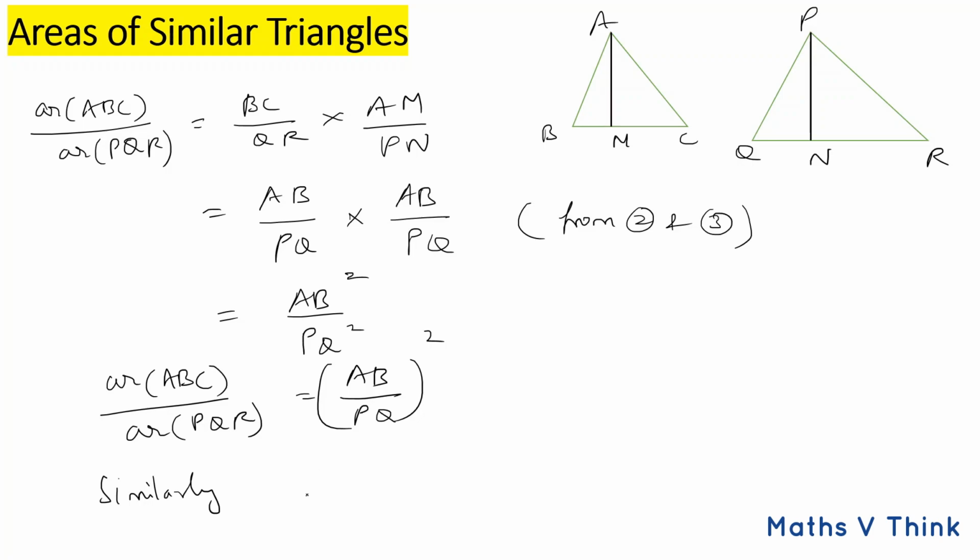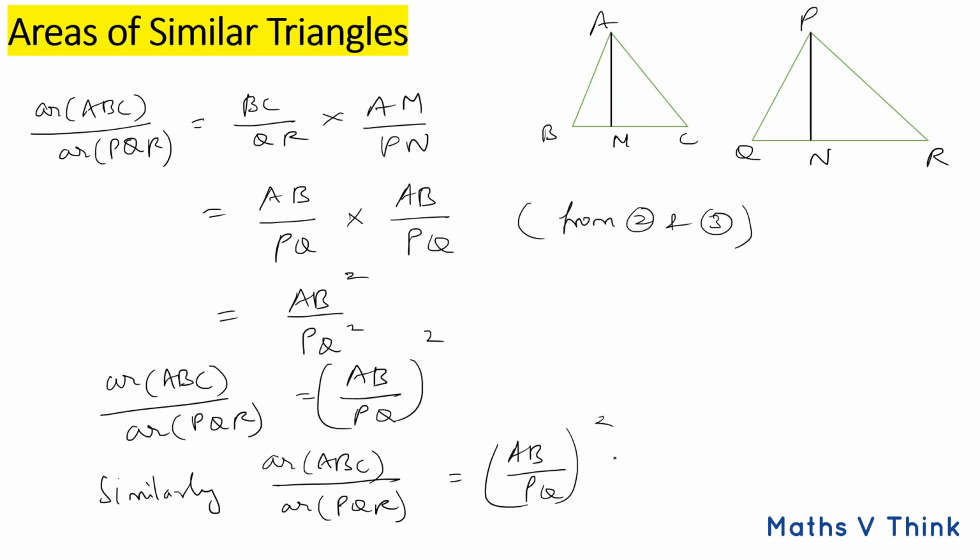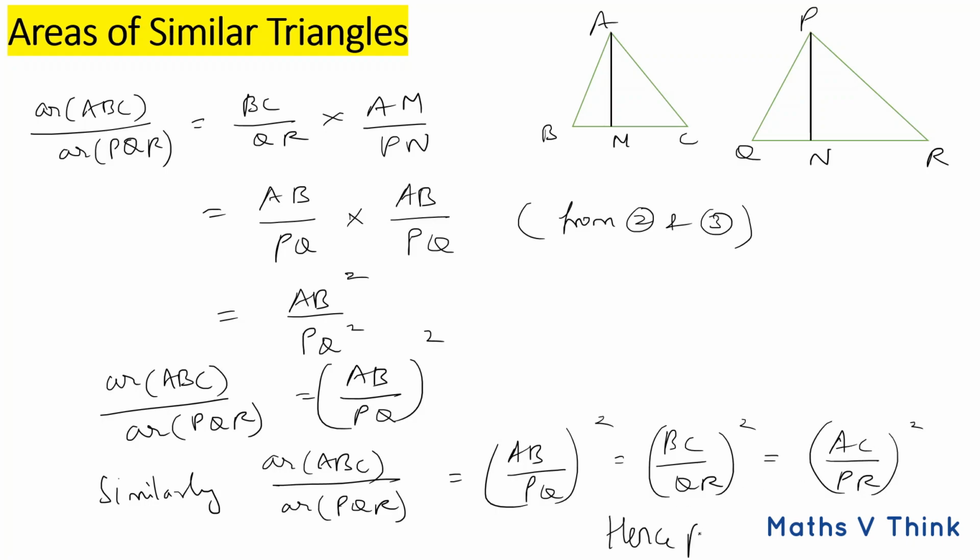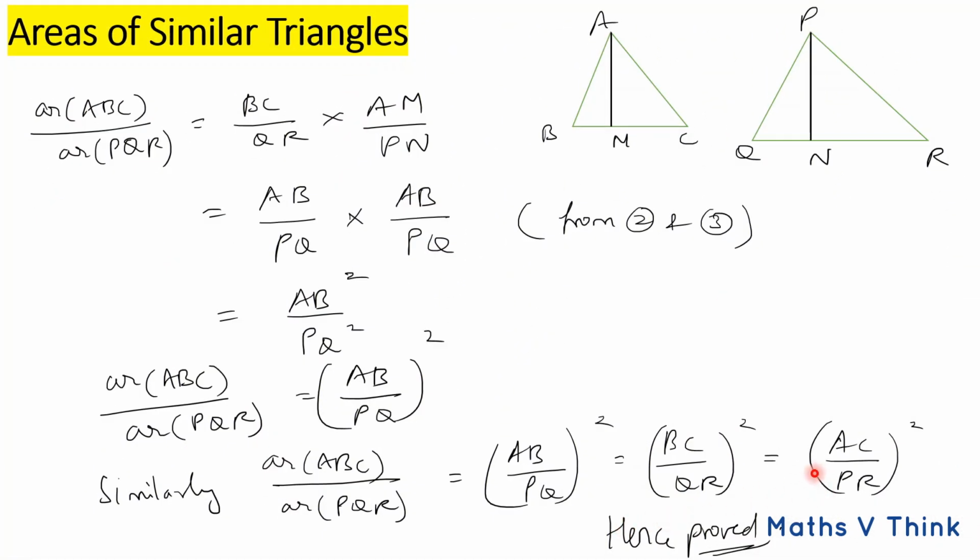Similarly, we'll also get the other sides: area of ABC by area of PQR will be equal to AB by PQ the whole square, is equal to BC by QR the whole square, is equal to AC by PR the whole square. So we proved the theorem. Hence proved. So the theorem completes here.